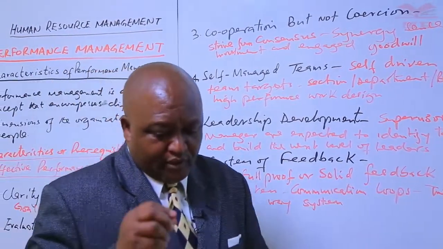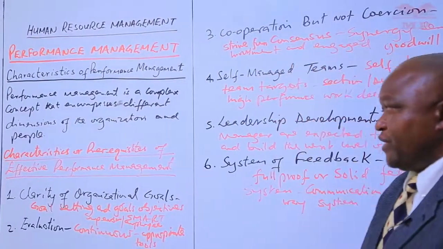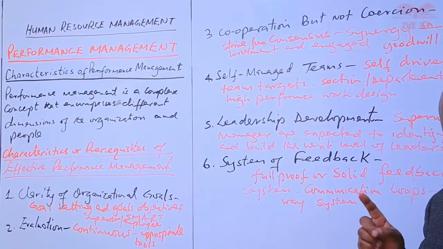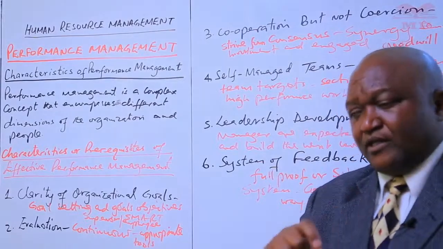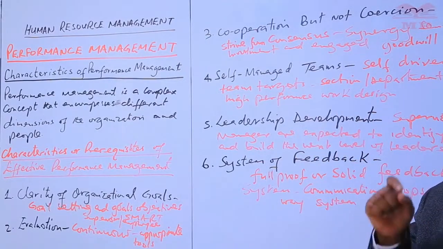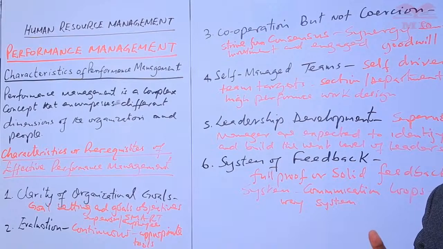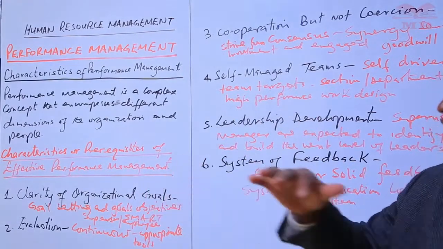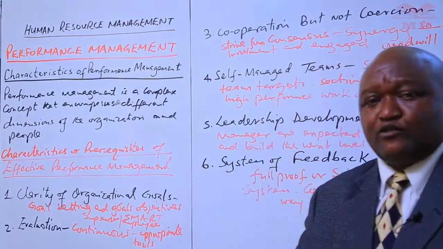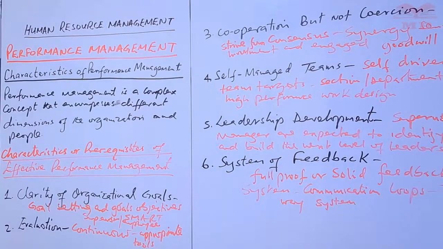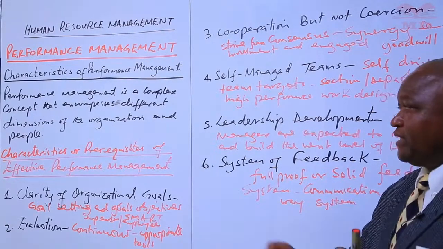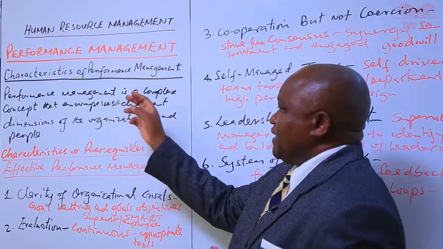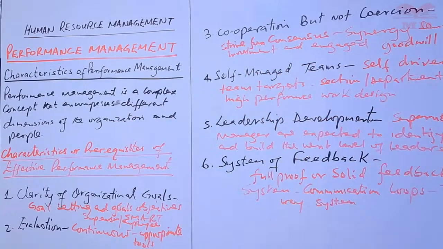So, dear learner, we have looked at the characteristics or the prerequisites of effective performance management, and we have noted that the performance management process is complex. It has many parties, it has stakeholders, it has management, it has workers. So management has to ensure that it puts in place measures to be able to encourage an effective performance management system. And we have indicated that performance management is a complex concept that encompasses different dimensions of the organization and the people in that organization, plus other stakeholders.